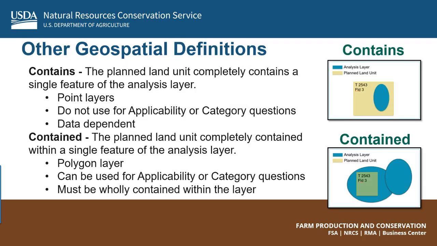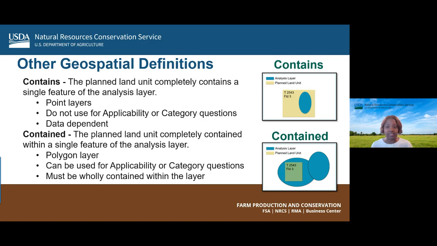And then we do have two more geospatial definitions that we can discuss. The contains is basically evaluating whether a feature is within the land unit in the assessment. This type can only be used for program or resource questions. Do not use it for applicability or category. And the contained is looking at whether that land unit is fully within a feature of a layer. And you can use this for any question type.